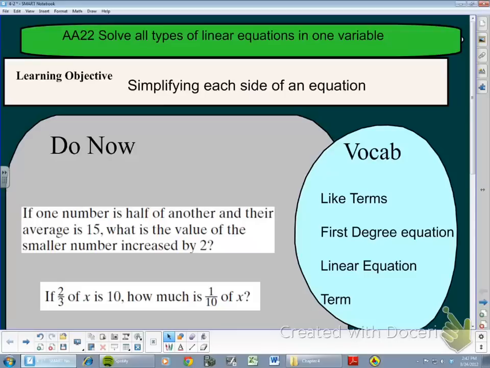Okay, so for the first part of the lesson, you're going to take notes. This is what we're talking about. How do we solve all types of linear equations in one variable? We're going to talk specifically about the idea of simplifying each side of the equation as a strategy in order to solve the equation. Okay, so you want to pause the video for a minute and do the Do Now problems. Okay, we'll talk about them tomorrow.